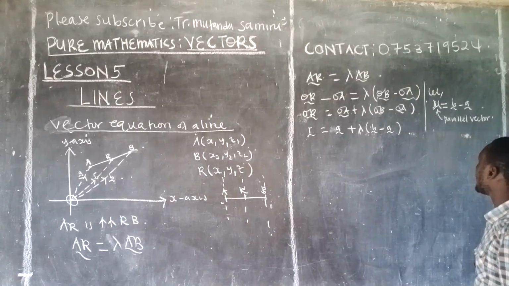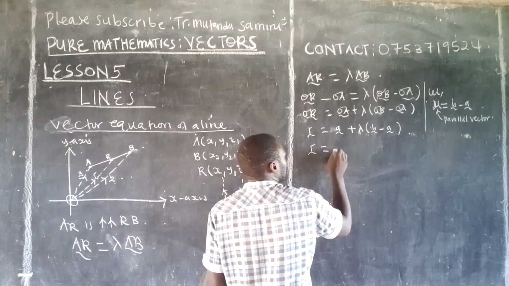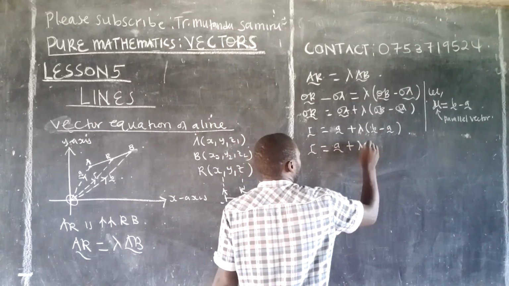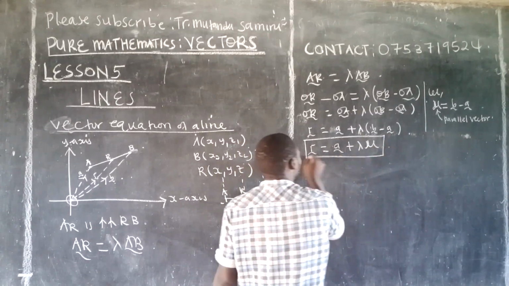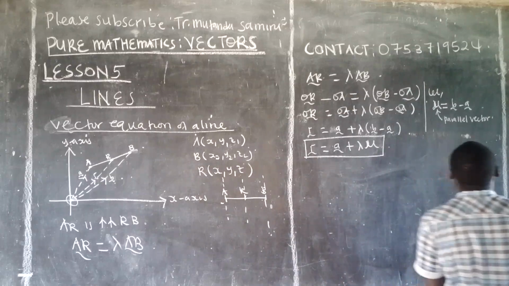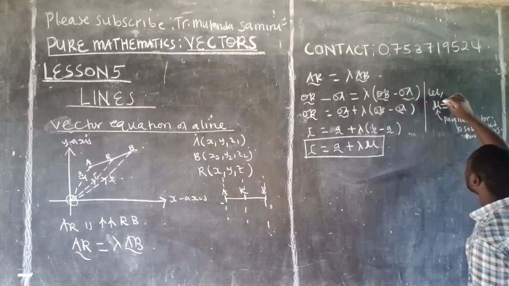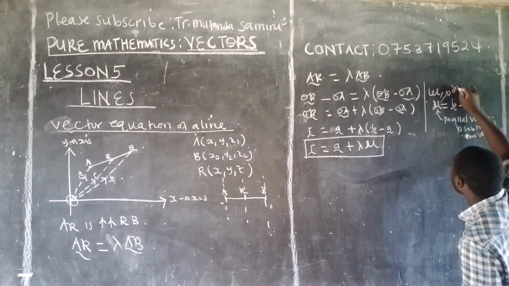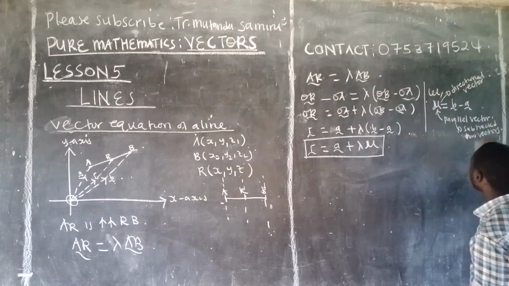Now, in place of B minus A, we shall put there mu. So we shall now have the vector R is equal to vector A plus lambda mu. Now this is the general equation of a line, where you see mu is a parallel vector. How do you get a parallel vector? The parallel vector comes after you have subtracted two vectors. After you have subtracted two vectors, you get parallel vectors. Or sometimes, instead of parallel, they may call it a directional vector. Still, that's all they're saying.